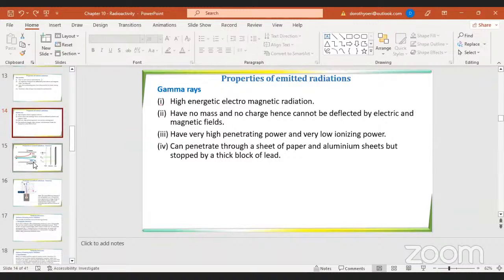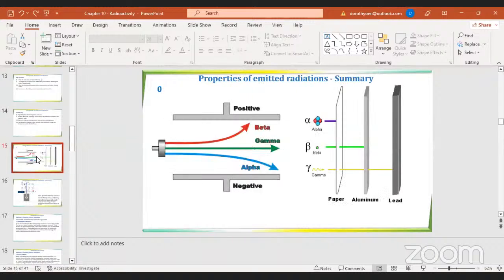Now I want you to look at the diagram below, which shows deflection. Alpha and beta are charged, while gamma does not have any charge, so you can see it moves straight through. Gamma is not affected by the electric or magnetic field, but beta is deflected to the positive side because it is negatively charged, while alpha is deflected to the negative side because it is positively charged.